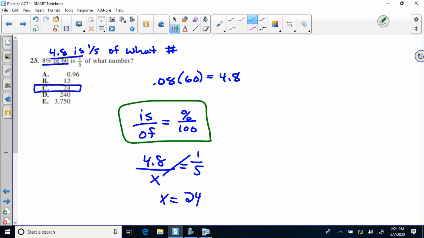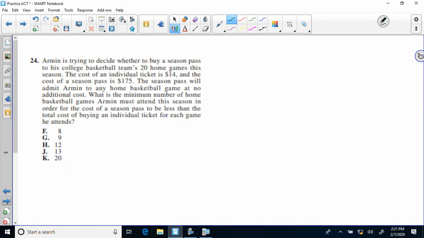Okay, number 24. It says, Armin is trying to decide whether to buy a season pass to his college basketball team's 20 home games this season. The cost of an individual ticket is $14. So for an individual, it's $14, and for a season pass, it's $175. The season pass will admit Armin to any home basketball game at no additional cost. What is the minimum number of home basketball games Armin must attend this season in order for the cost of a season pass to be less than the total cost of buying an individual ticket for each game he attends?